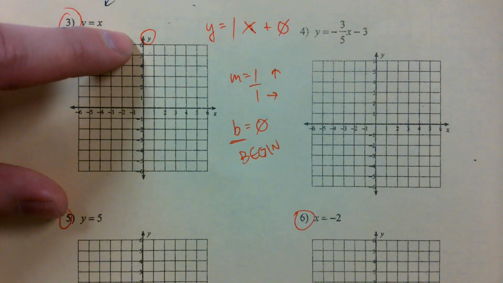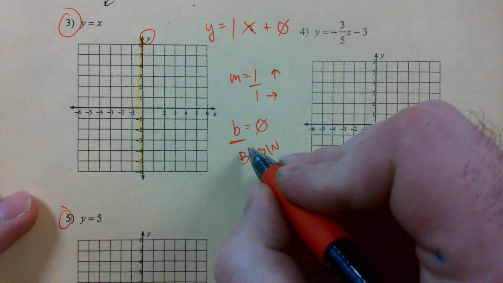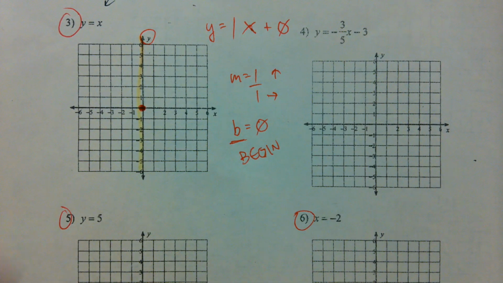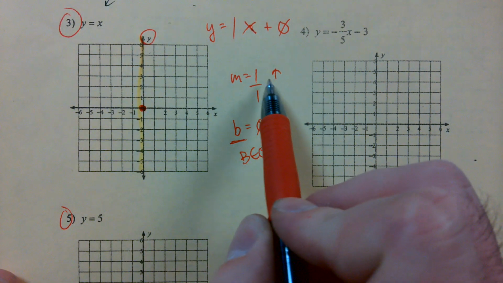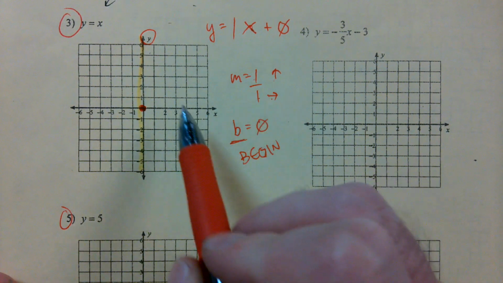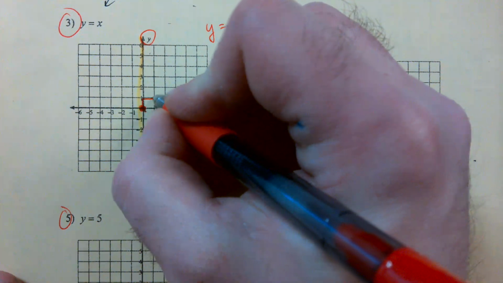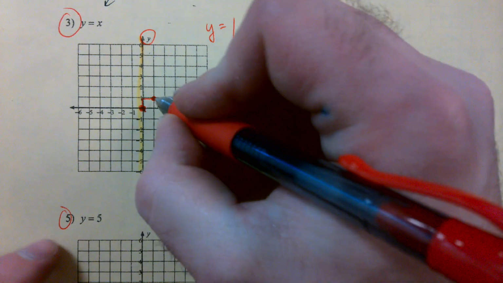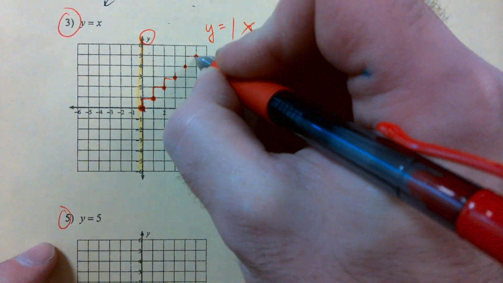Here's my y-axis. And I'm going to begin by making a dot at 0. There's my beginning point. From this 0, I'm going to go up 1, right 1, and make a dot. What do I do now? Continue doing that. Repeat it. Up 1, right 1, dot. Up 1, right 1, dot. You can follow the pattern.